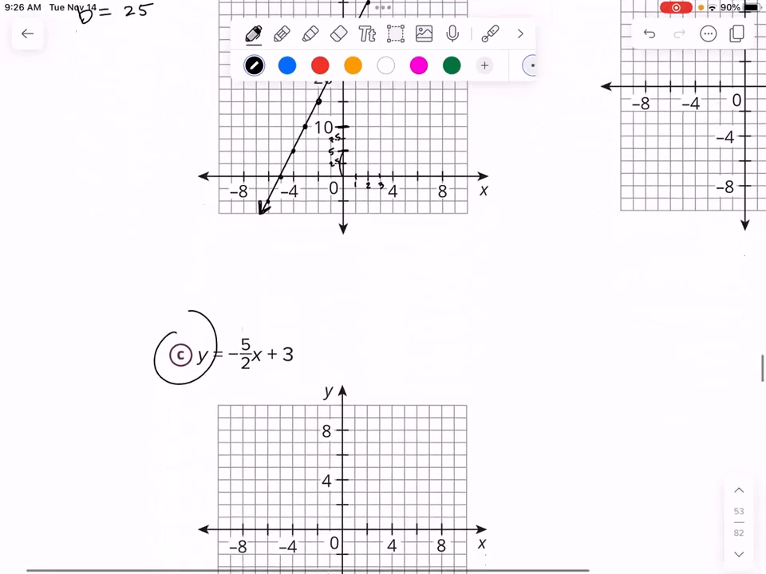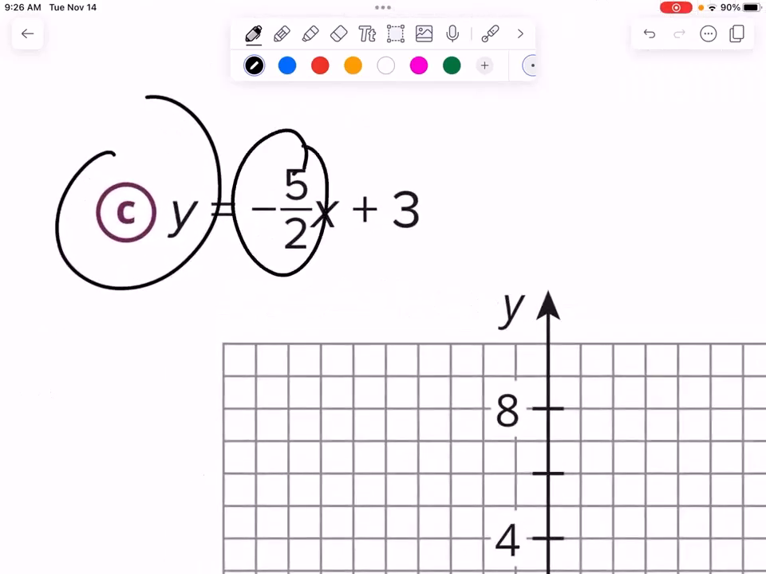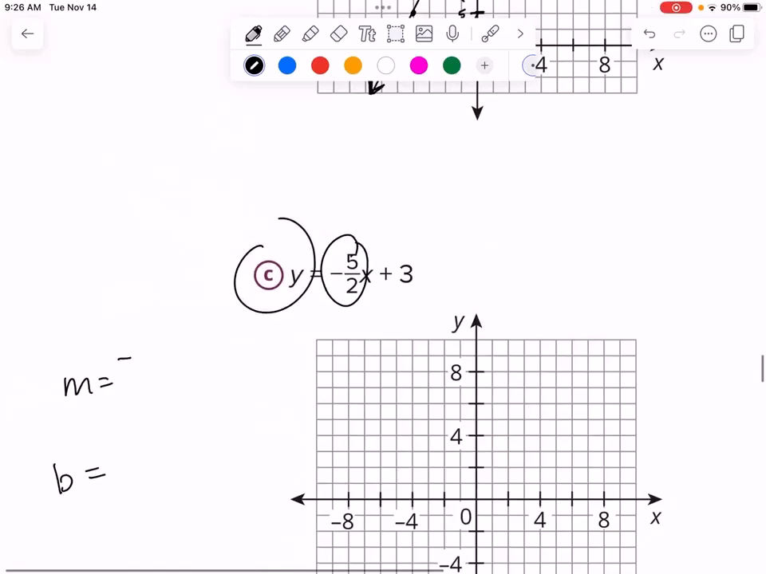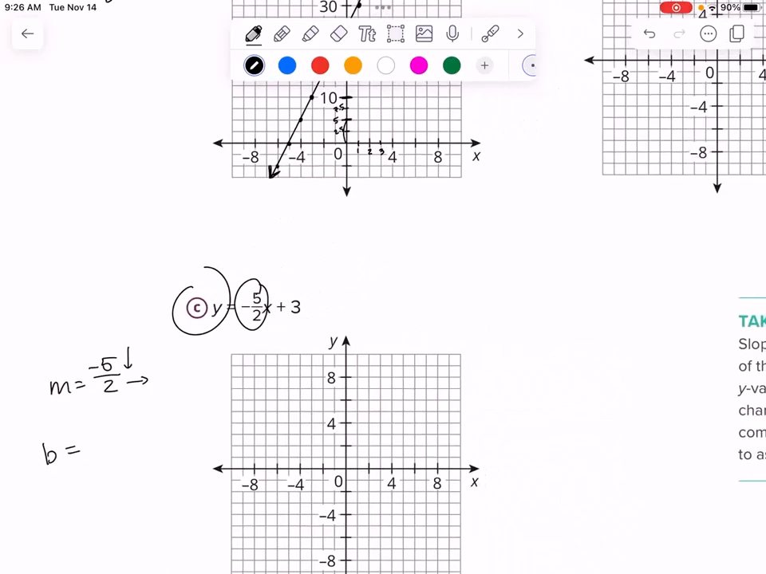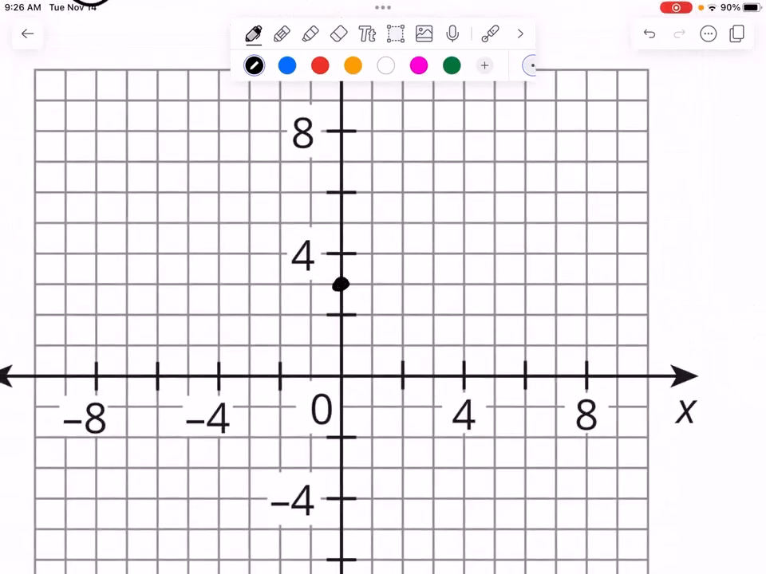Okay. And let's do this one here. C, m equal to negative 5 over 2, b equal to 3. Remember, when we have a negative fraction, I always prefer to put the negative with the numerator, so negative 5 over positive 2. This tells me to go down 5 and right 2. And our y-intercept is positive 3. Okay, so we're going to begin with positive 3. Positive 3 is right here.